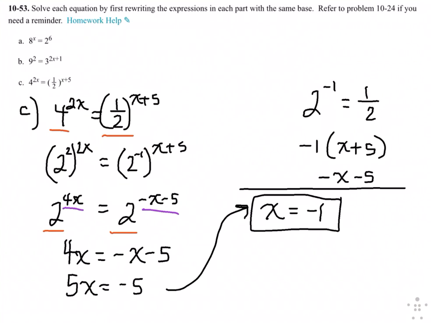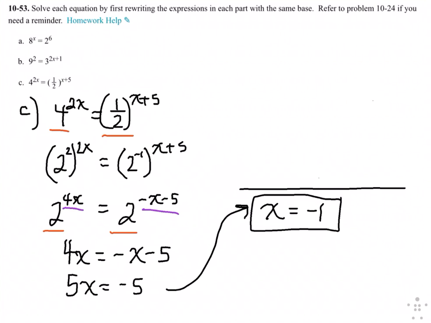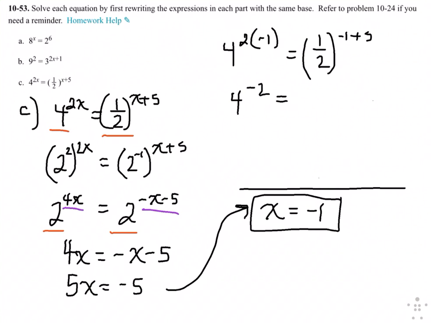Now, if you're not sure and you want to test this out, let's make some space. Let's just do it right up here, right? So let's substitute the negative 1 into the original equation. So it was 4 to the 2x, which is negative 1, equals 1 half to the x, which is negative 1, plus 5. So that's 4 to the negative 2 equals 1 half to the negative 1 plus 5. That's positive 4, right? Sorry, negative 1. Okay.